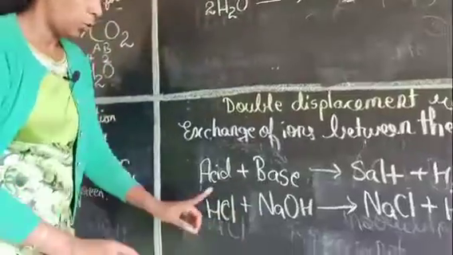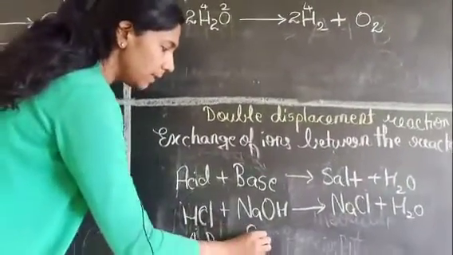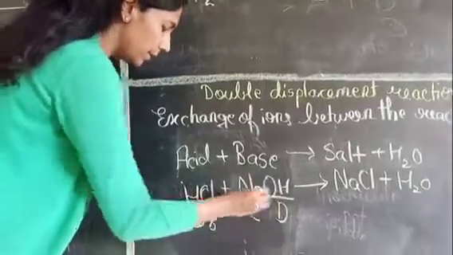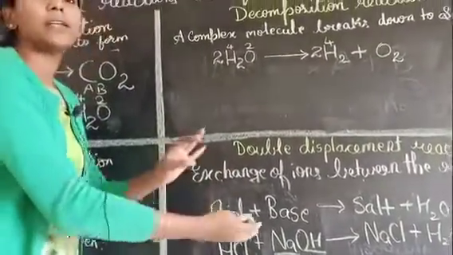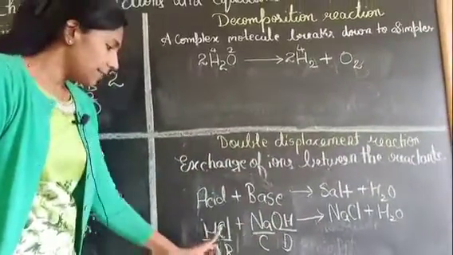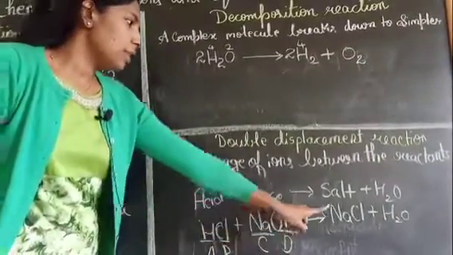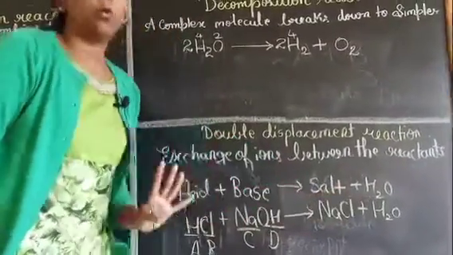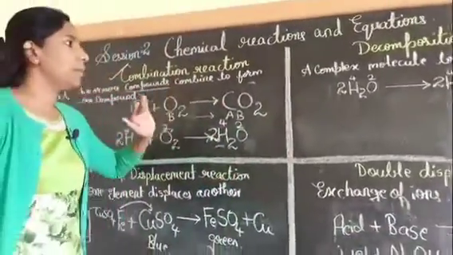Look at this. What is happening? This is A, B, C, D. You're going to find the ions getting exchanged. HCl plus NaOH, that is an acid plus a base. You're going to get a salt and water. Okay. So this kind of reaction you have to keep in mind, children.